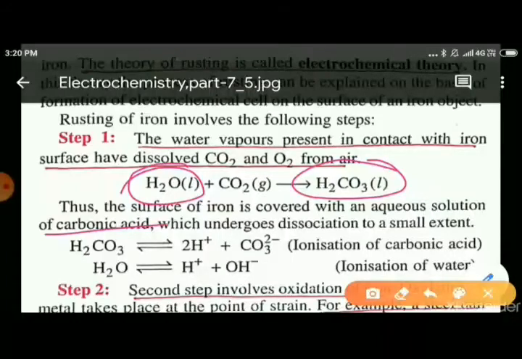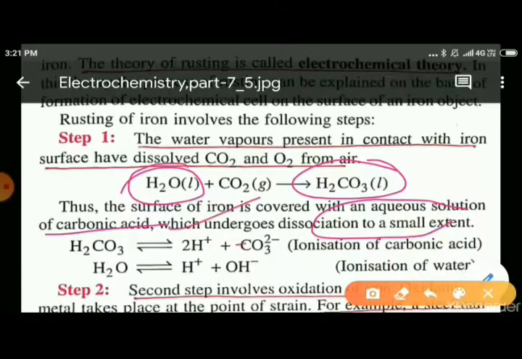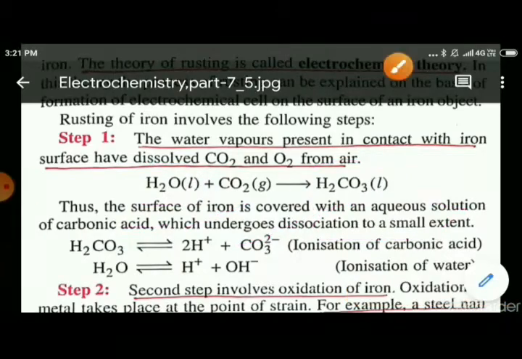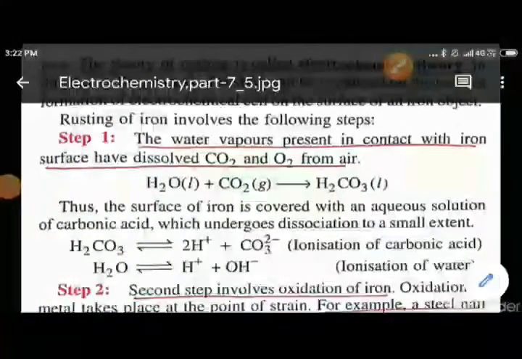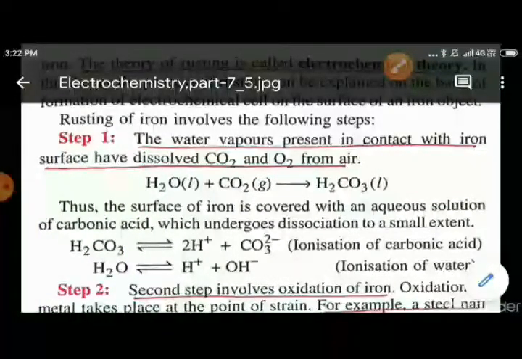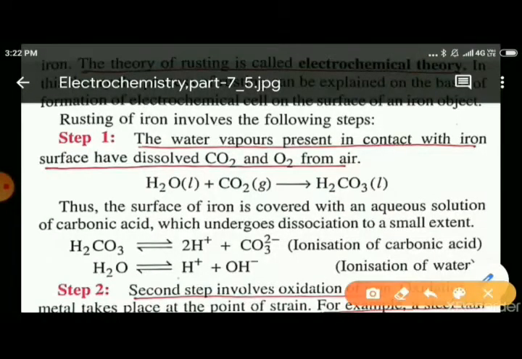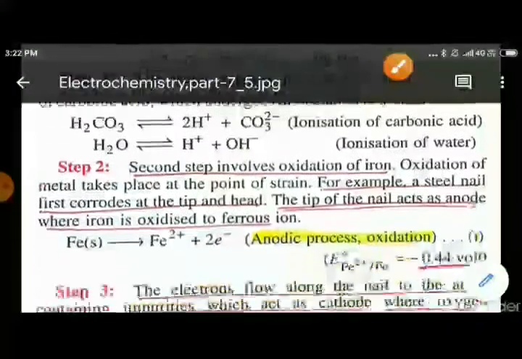Means after the formation of carbonic acid surrounding the surface of iron, it undergoes dissociation to a small extent. At the surface of iron, the carbonic acid dissociates into hydrogen ion and carbonate ion. At the same time, since carbonic acid is in aqueous solution, water is also ionized, that is, it dissociates into hydrogen ion and hydroxyl ion. In the second step, we write the electrode reaction.